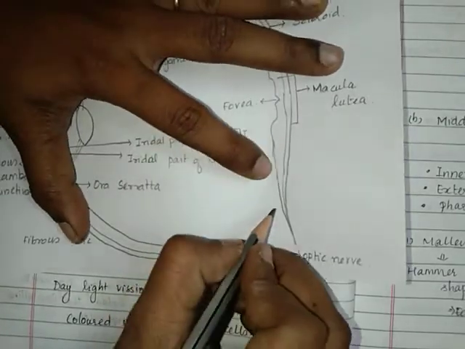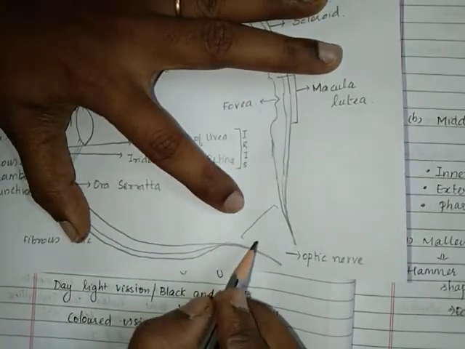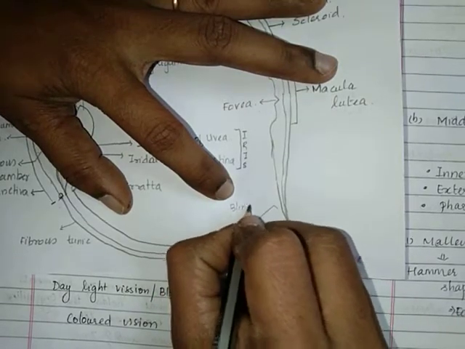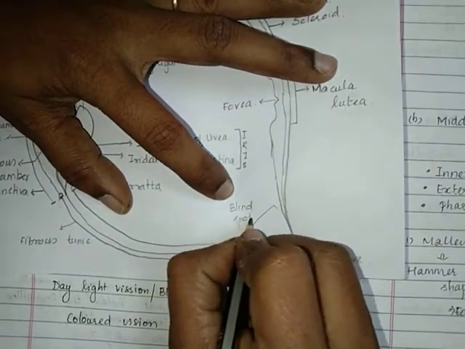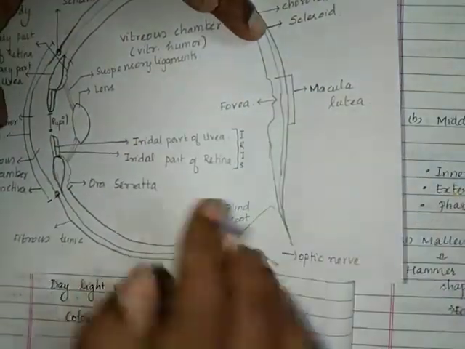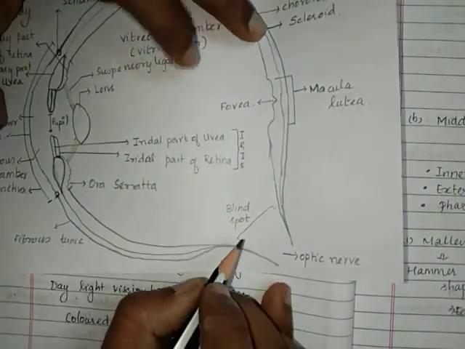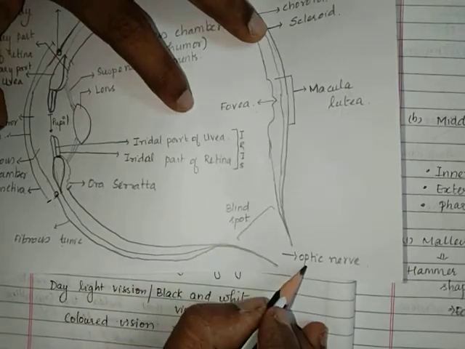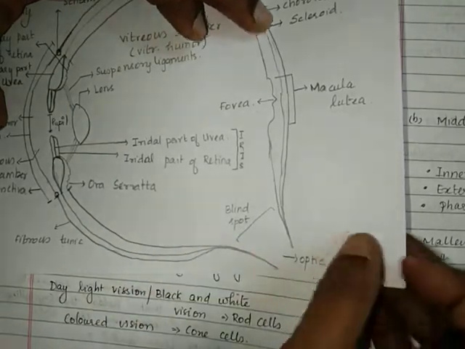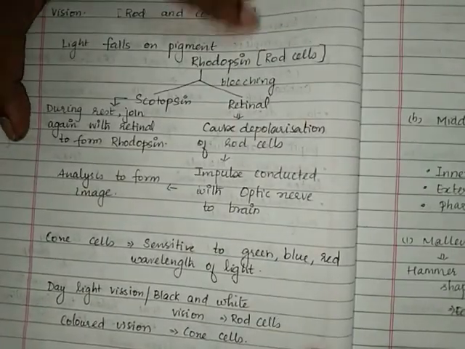And in the region of the optic nerve, this place will not have rod and cone cells, and this is called the blind spot, because even if light falls on it, no image can be formed. Because of that reason, the point of the eyeball from where the optic nerve emerges is called the blind spot, because no image can be formed in this region.